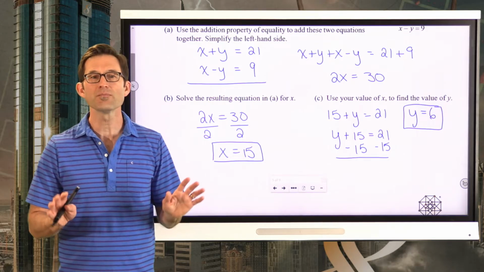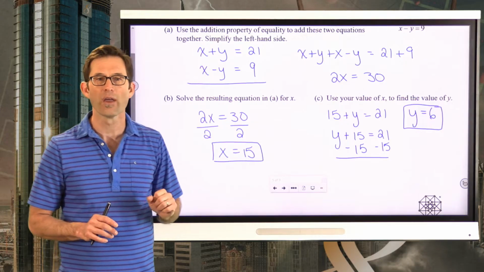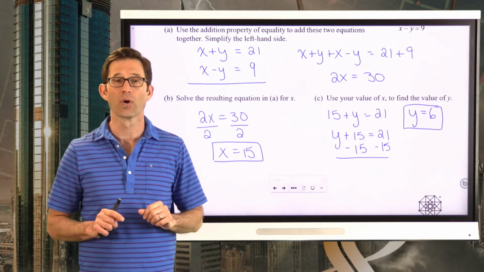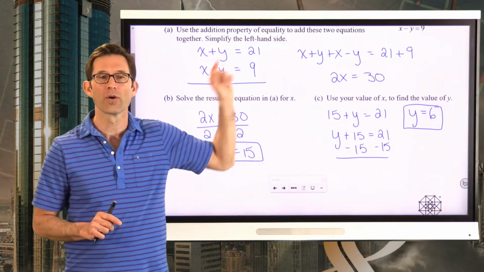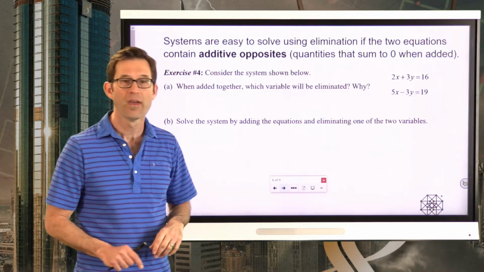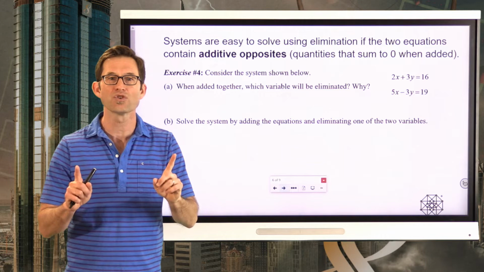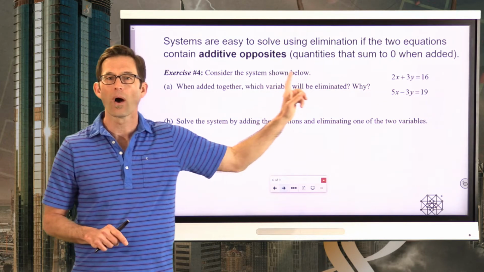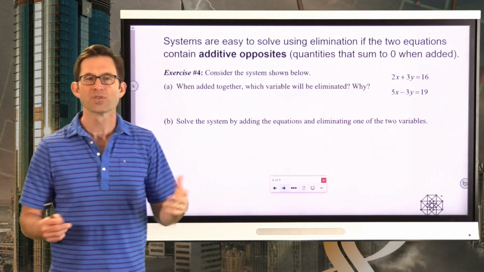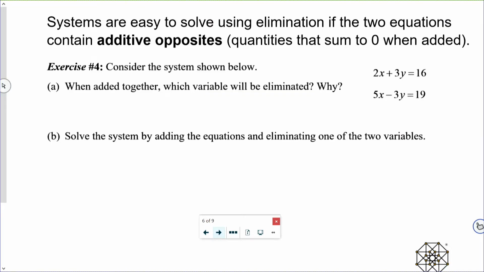All right, this method works beautifully when the variables are on the same side of the equation and when adding the two equations together, one of the two variables gets eliminated. Pretty cool. All right, now, systems are easy to solve using elimination if the two equations contain additive opposites, quantities that sum to 0 when added. So let's look at that situation again in exercise number 4. Consider the system shown below. 2x plus 3y equals 16, and 5x minus 3y equals 19.